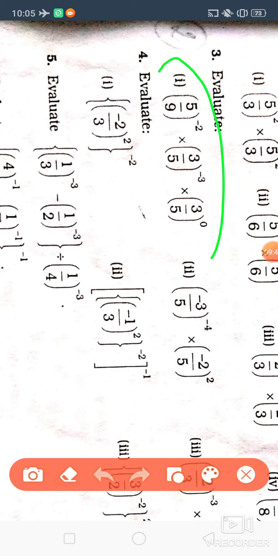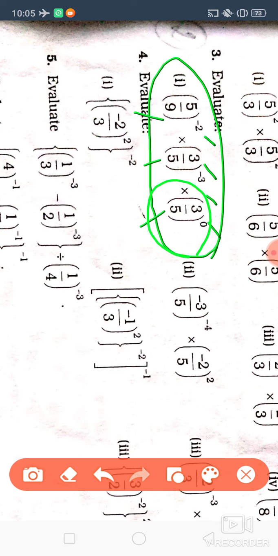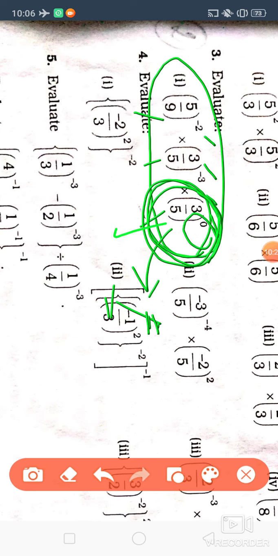Now let's deal with question number 3, first part. This is given: (5/9)^-2 into (3/5)^-3 into (3/5)^0. Earlier I told you that if the exponent is 0, then it will become 1. I have discussed it already; if you have not seen my previous video, you can see it. So overall this will become 1 only, and we don't have to worry about this part.